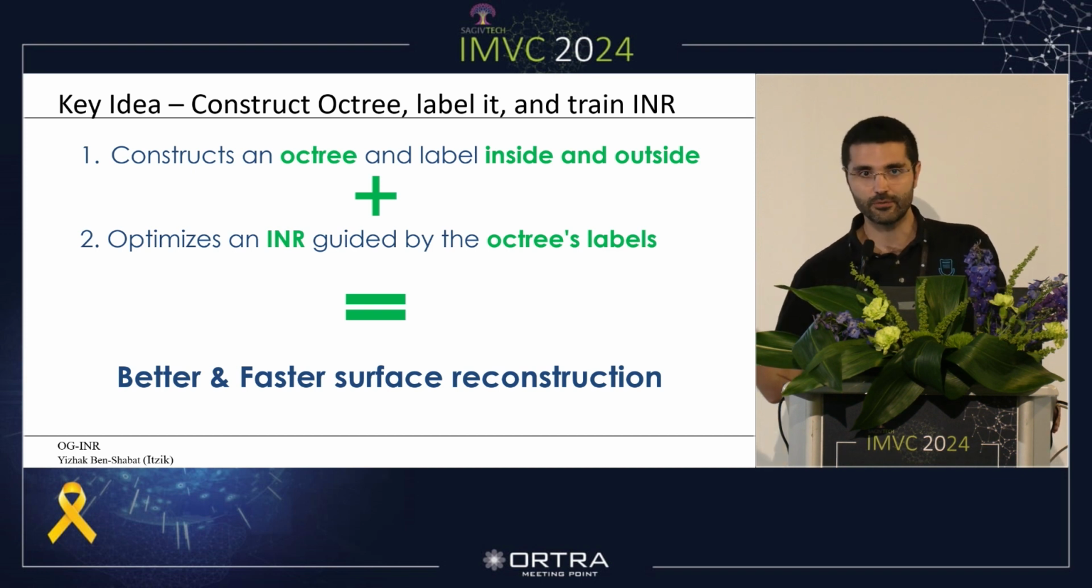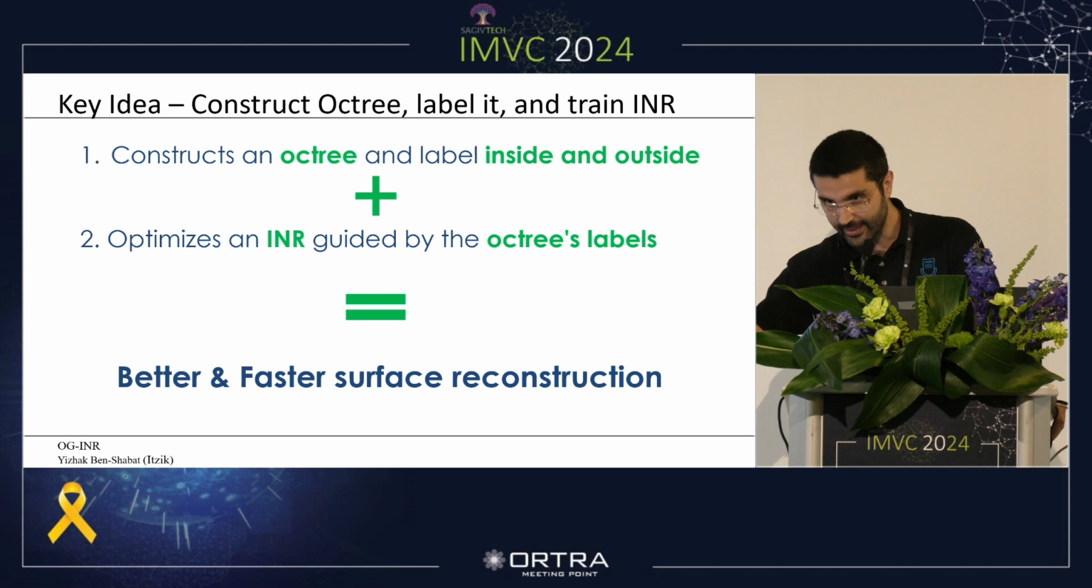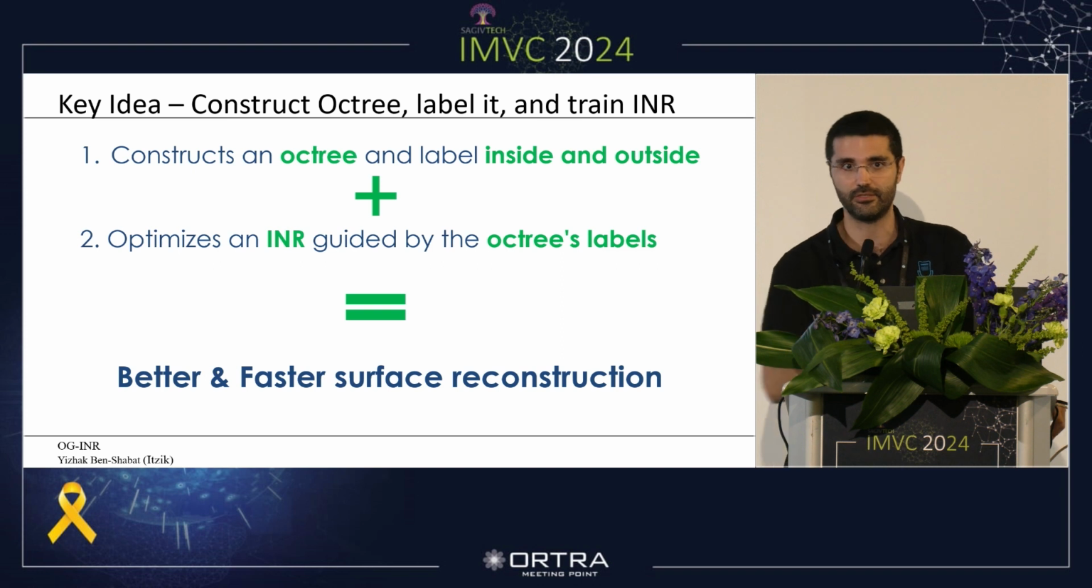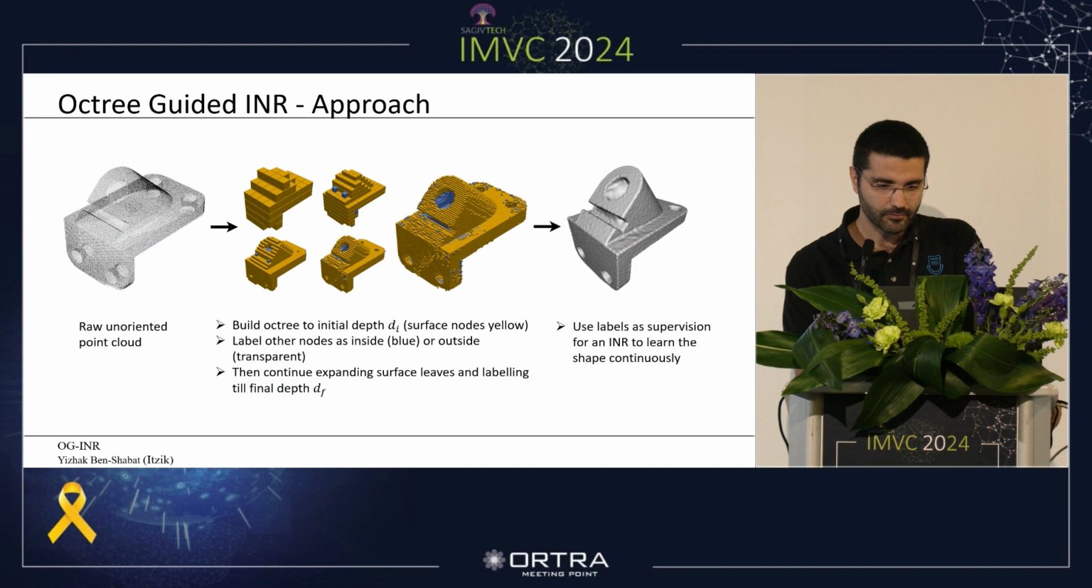And then only once we have that, we can optimize an implicit neural representation that is then guided by the octree, right? And this gives us both better and faster surface reconstruction. When I say better, I mean more accurate. Okay? So now let's have a little bit closer look, right?